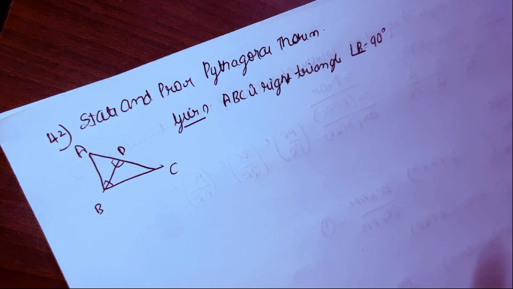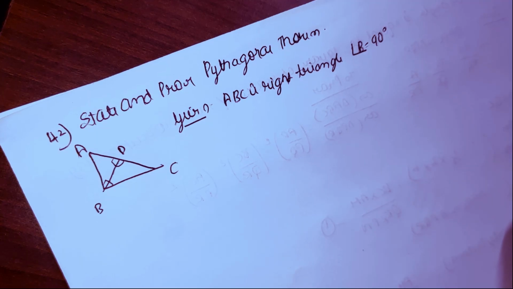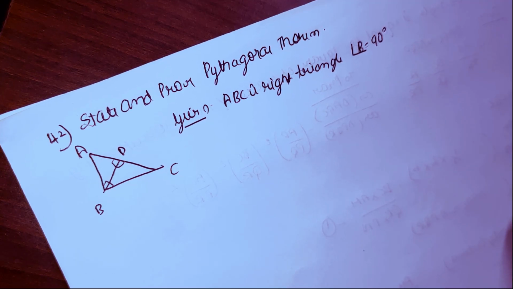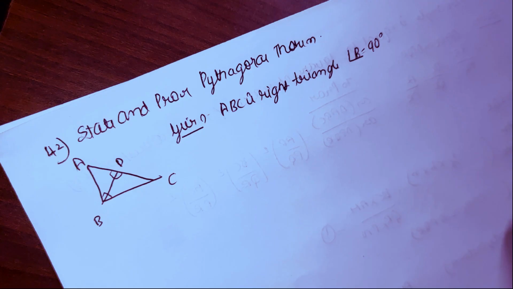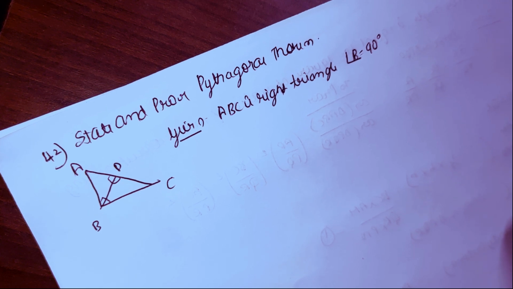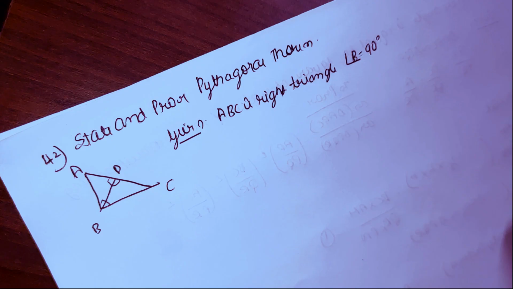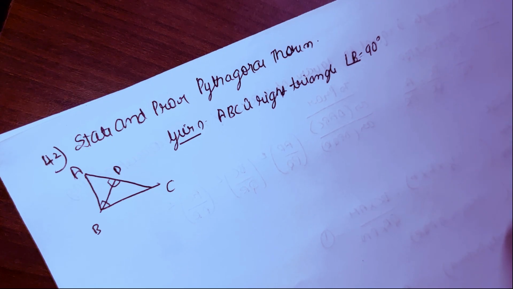Even for all the theorems, you have to write first what is given, then what is to prove, then you have to write about the construction, then you have to start with the proof. First initially the statement, then whatever the required diagrams, then the given part, the to-prove part, then construction, then the proof. Each part carries marks.